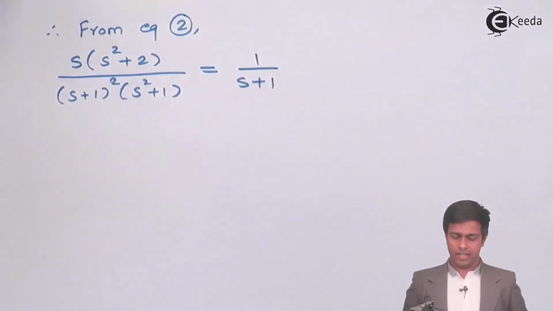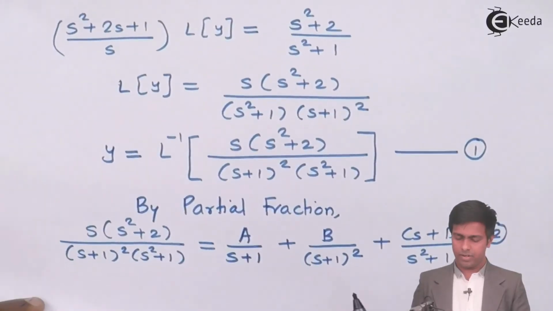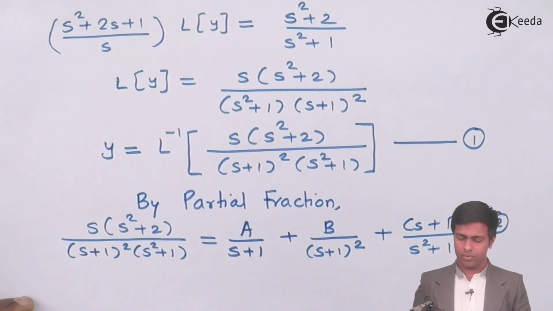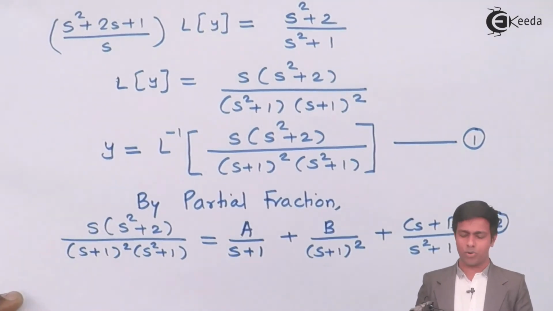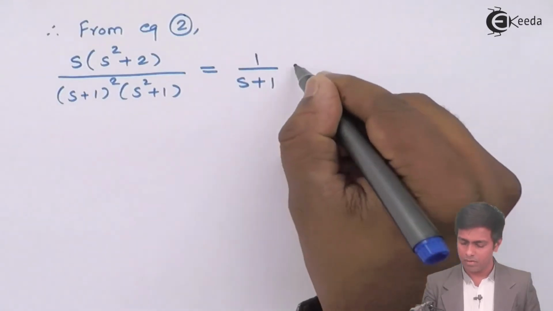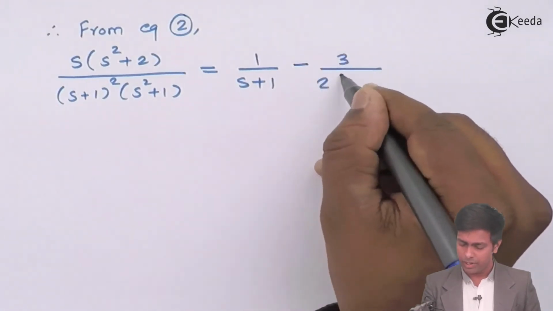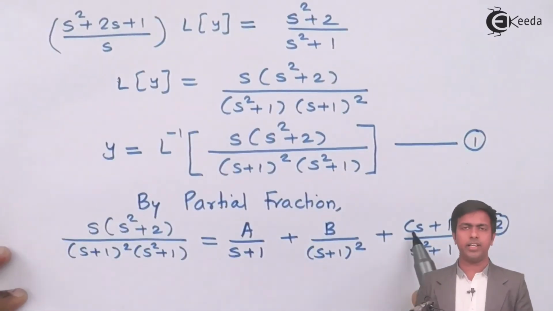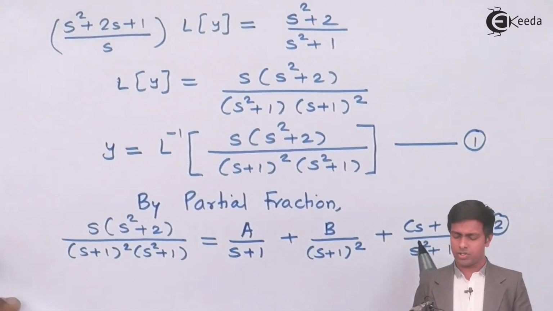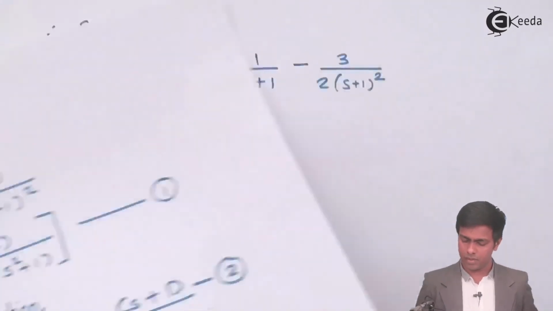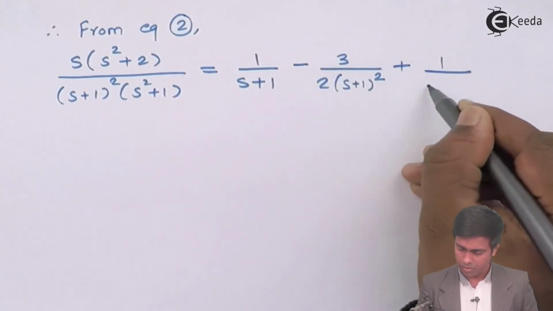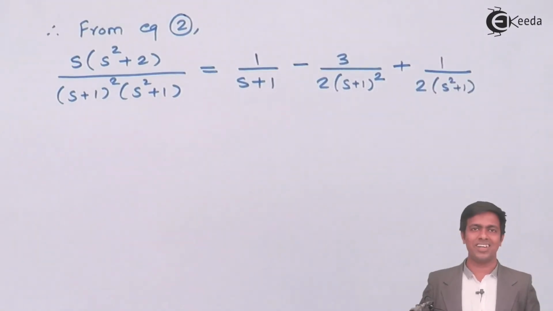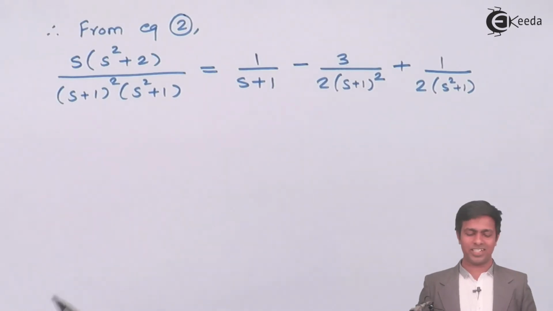Now guys, the next term is B upon S plus 1 the whole square, where the value of B we got is minus 3 by 2. So here I'll substitute B as minus 3 upon 2. So we will get minus 3 by 2 into S plus 1 the whole square. Next, here I'll put the values of C and D. So we got C as 0 and D as half. So this will be 0, here I'll get half, so plus 1 by 2 S square plus 1. So here we got the partial fractions of this given term.